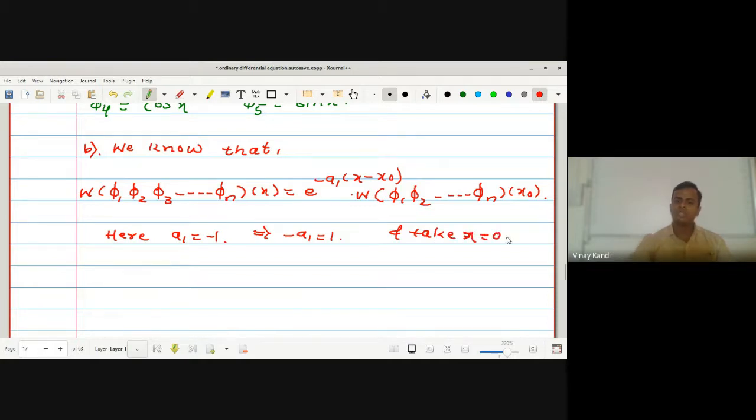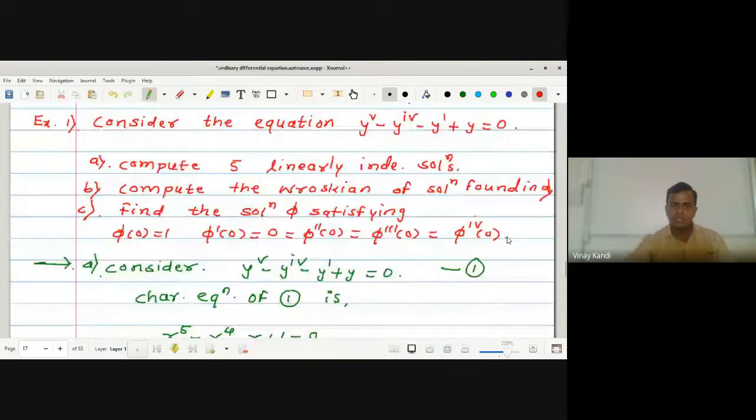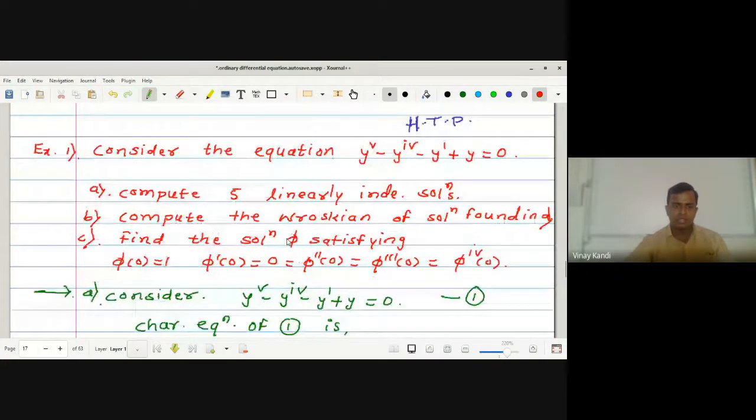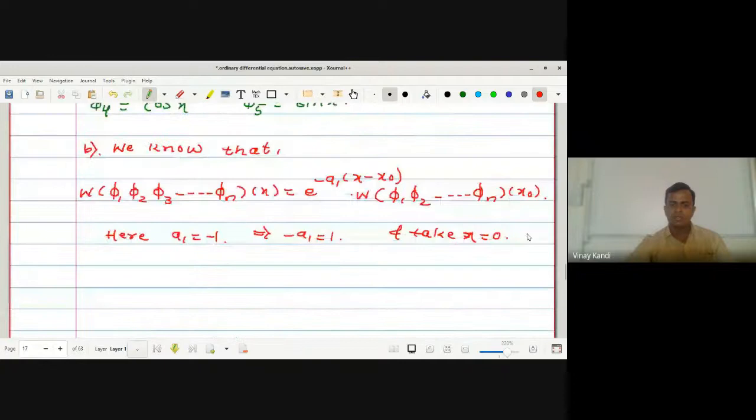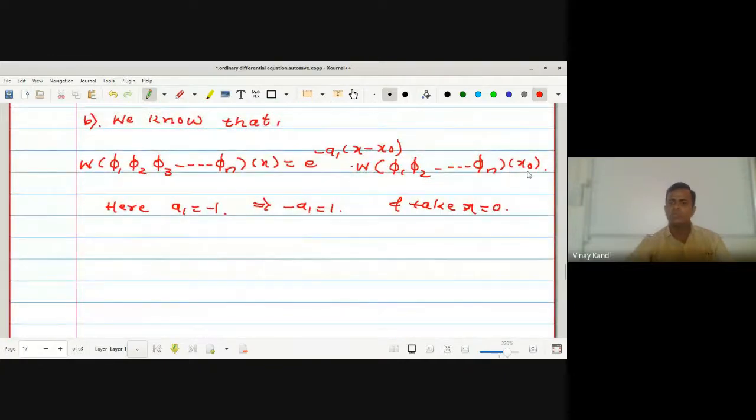का 0 घेतलंय? कारण की आपल्याला कंडिशन काय दिले? phi of 0, phi dash of 0 म्हणून दिलंय. ओके, आता काय करायचं? बी पार्ट मध्ये compute the Wronskian of the solution found in A. याचा रो स्केल काढायचा आहे आपल्याला. ओके, so x naught is any point in between the interval, so take x is equal to 0 here. हा रो स्केल आपल्याला काढायचा आहे.